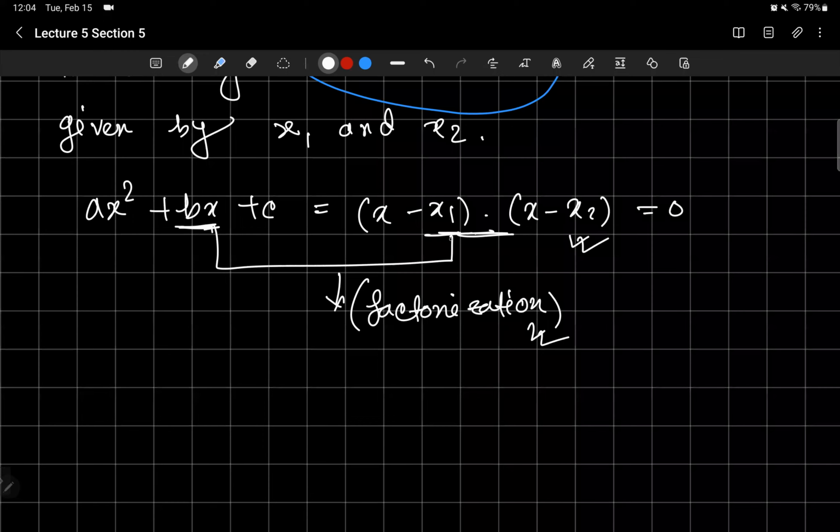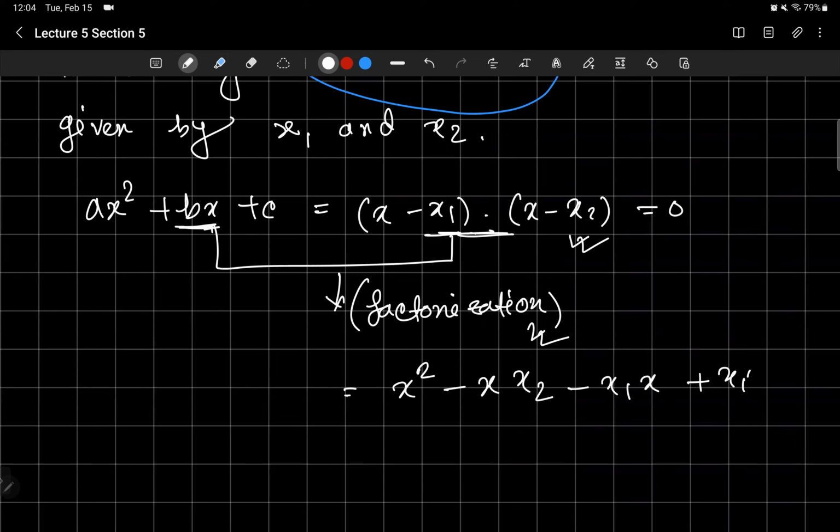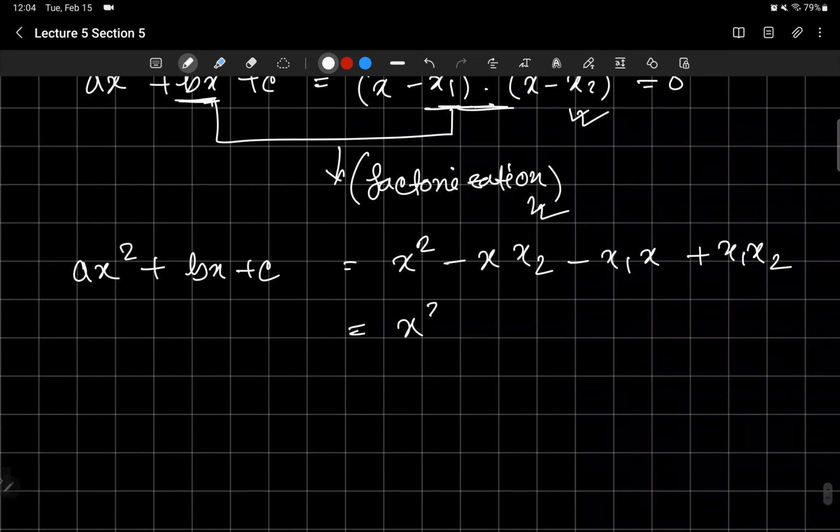And if I expand out the right-hand side, let me multiply stuff. The first term will be x squared, then there will be x times x2 minus x1 times x, plus x1 x2. And this is equal to x squared plus bx plus c. If you now rearrange the terms, this is minus x1 plus x2 times x plus x1 x2. And this is ax squared plus bx plus c.